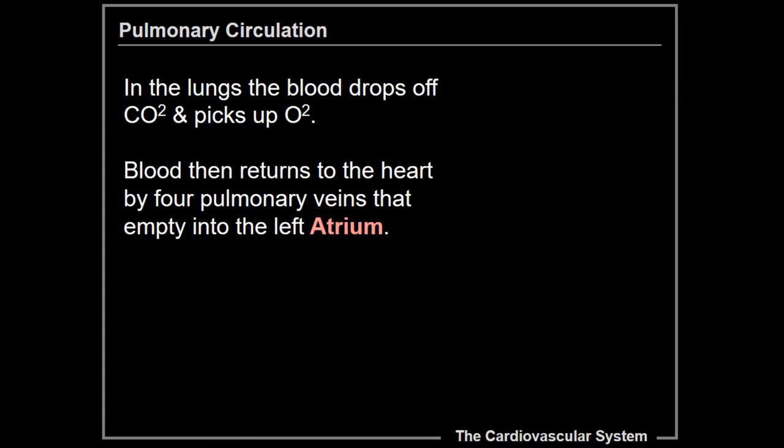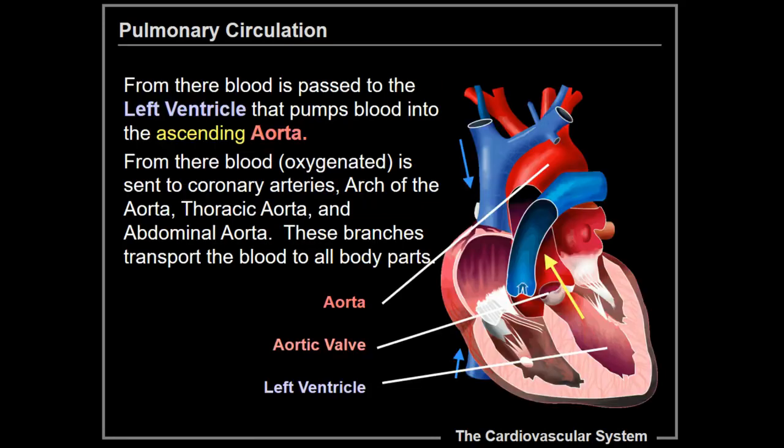So the pulmonary veins are bringing oxygen-rich blood back to the heart from the lungs, where they have just recently become oxygenated. From there, blood is passed to the left ventricle. So it empties in the four pulmonary veins. It's going to empty here. So the four pulmonary veins are going to empty that oxygen-rich blood here into the left atrium. The left atrium will contract and send blood down here through the bicuspid valve into the left ventricle.